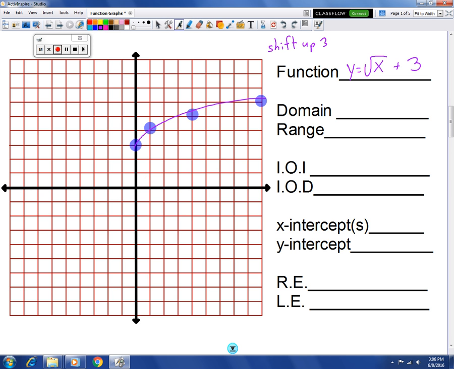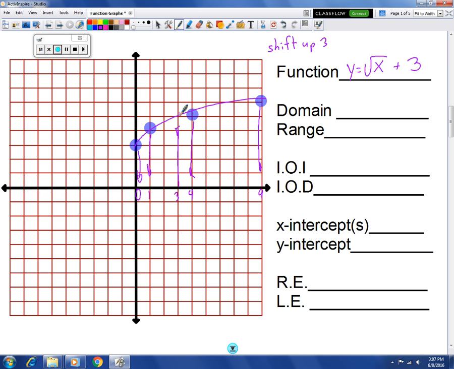Alright, domain. Make sure on domain you look and go down the x-axis. At 0 we substitute 0, we substituted 1, we substituted 4, we substituted 9. And again, when we substitute 3, we could have got an answer. It would have been square root of 3. It's just not as convenient. It's more convenient to pick our perfect squares to do square roots.